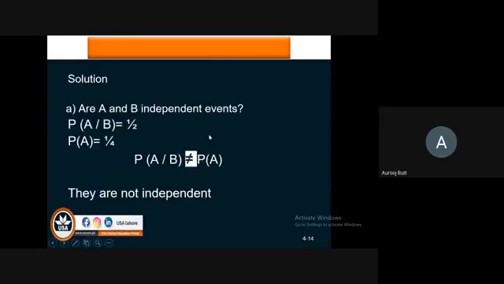Just like this one. You had the case when you need to determine whether A and B are independent. So according to the given statement, probability A given B is equal to 1 by 2, probability of an event A is equal to 1 by 4, and probability A given B is not equal to probability of an event A. That means 1 by 2 is not equal to 1 by 4. So events are not independent.